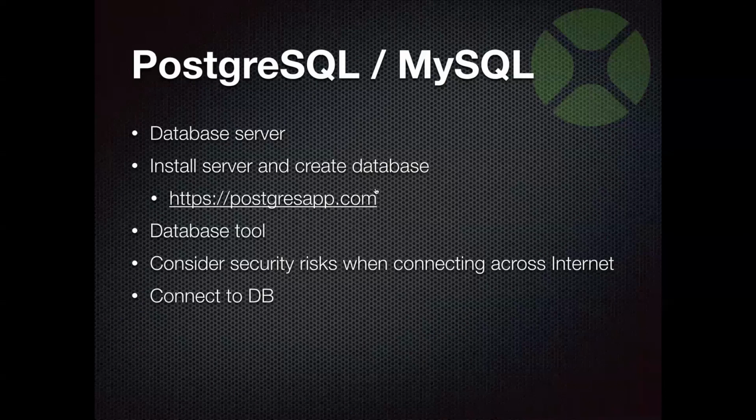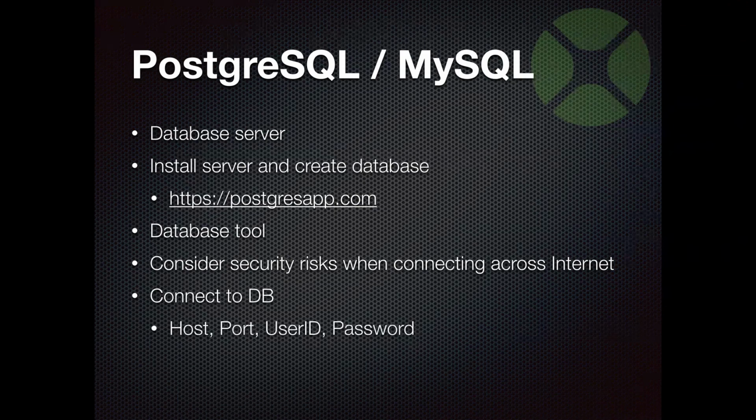And then with the server in place, you just tell Xojo to connect to it. And you have to provide the information about where the server is, of course. So you need to tell it the host, the port, and the connection information, user ID and password.